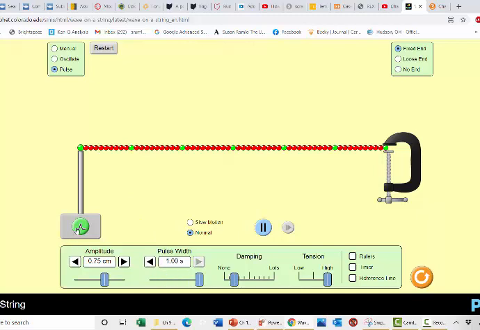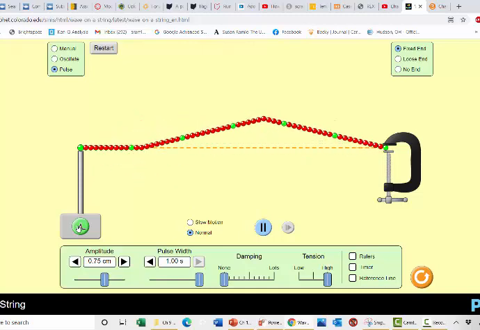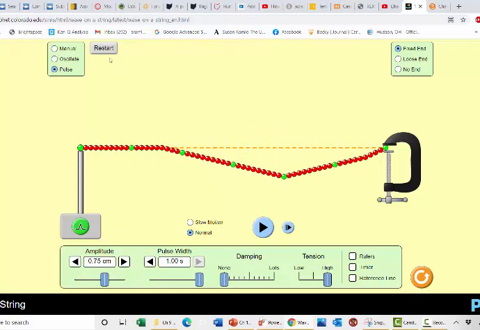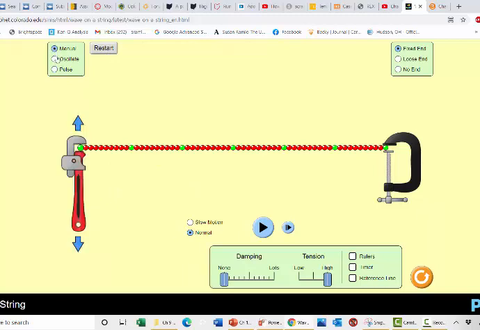So what does that mean? It means that it's slower. Oh, I have a little bit of dampening. Let's get rid of the dampening. Now I could go in and change it to manual, so I can make it move.